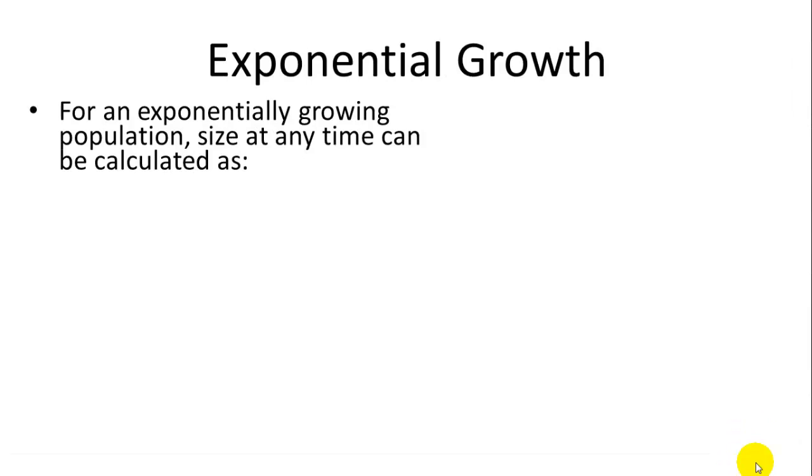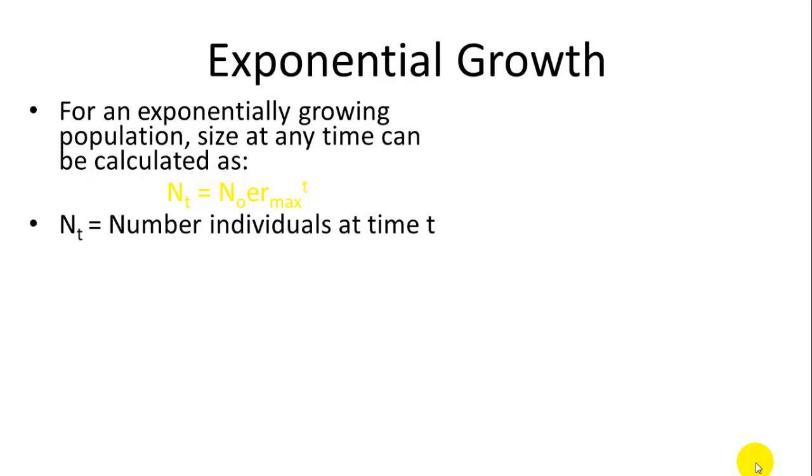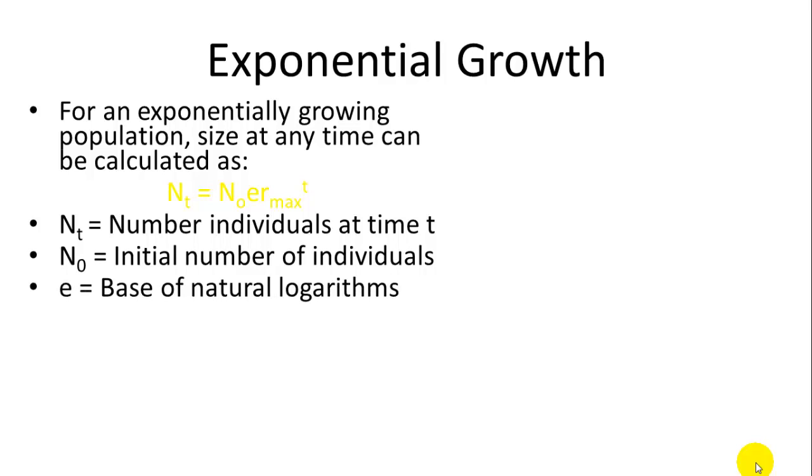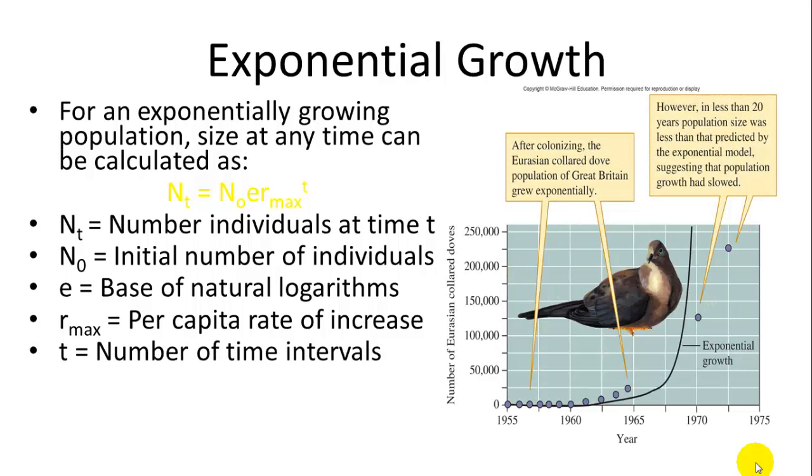Exponential growth for populations at any time, if you're including the time component, you're going to have more variables. N sub t is the number of individuals at a certain time. N aught is the initial number of individuals. E is the base of the natural logarithm, so it is a standard number, times r max, the per capita rate of increase, and then t equals the number of time intervals.